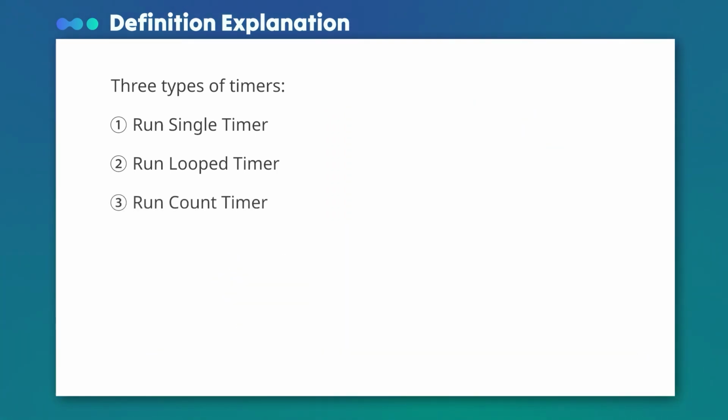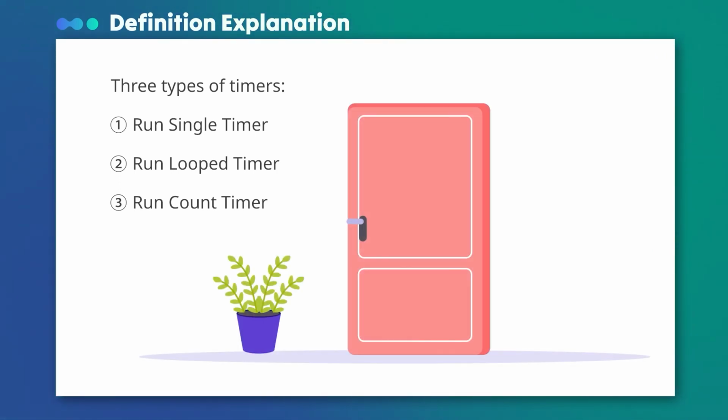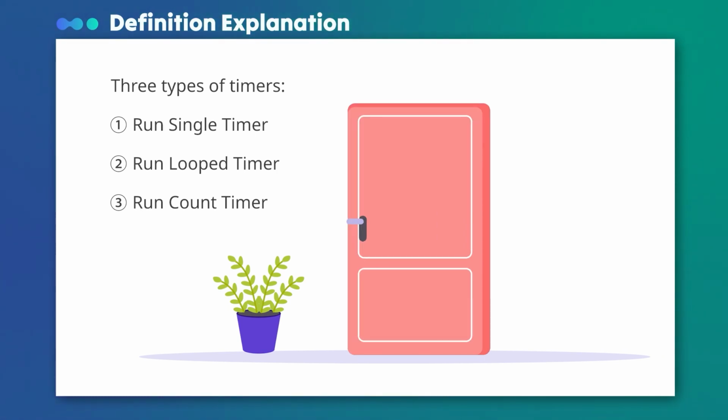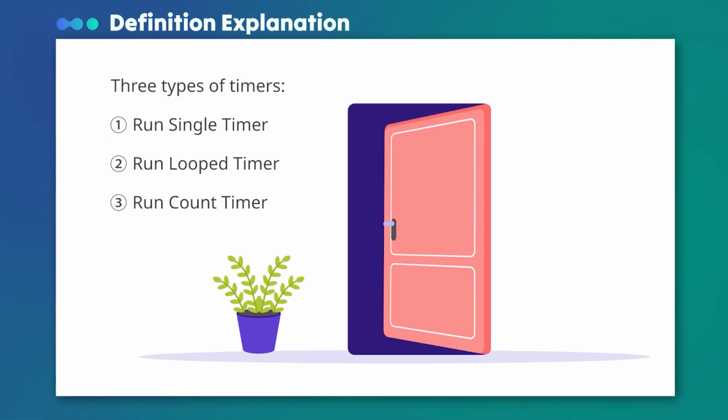The third one is run count timer, with a fixed interval in between and a fixed number of total times. For example, every 3 seconds, John's door will open once, and it will open 3 times in total. These are the 3 types of timers in the editor.